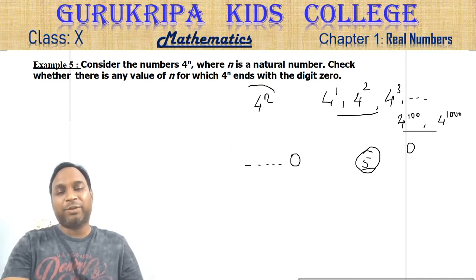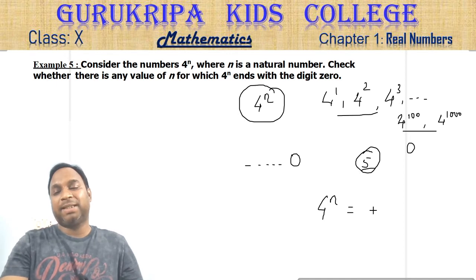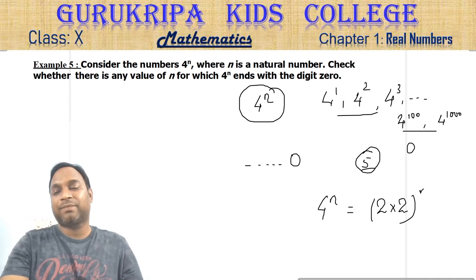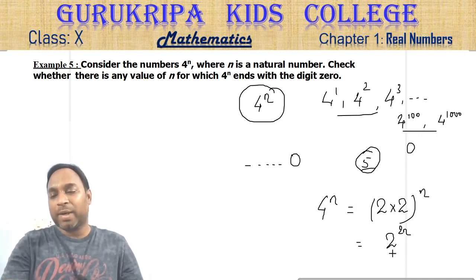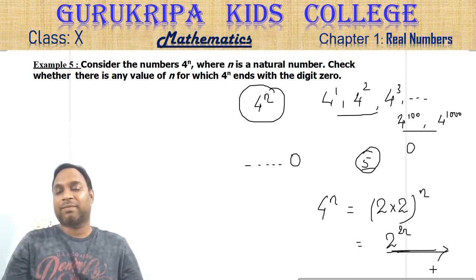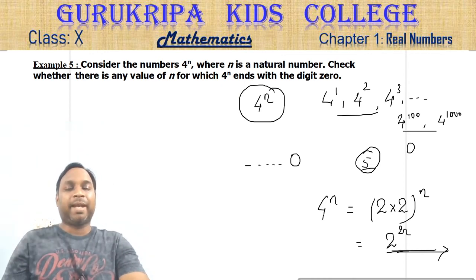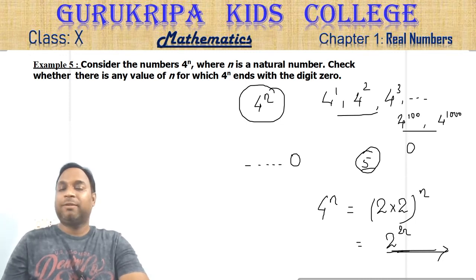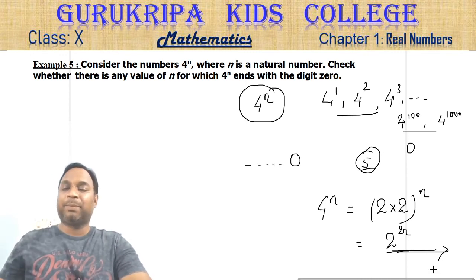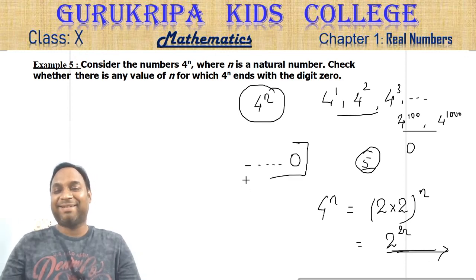And what can be the prime factorization of 4 to the power n? 4 to the power n is equal to 2 into 2 whole to the power n, that is equal to 2 to the power 2n. How can 5 appear in this prime factorization? 5 cannot appear in this prime factorization. In the factorization 2 to the power 2n, 5 cannot appear. If 5 cannot be there, the number cannot end in 0. Seems like magic? Miracle.